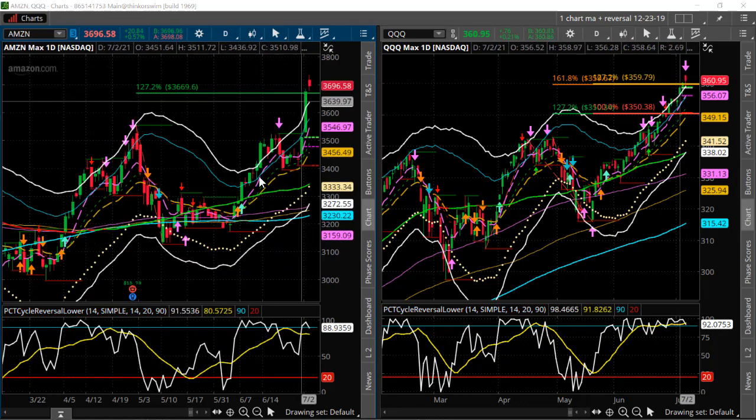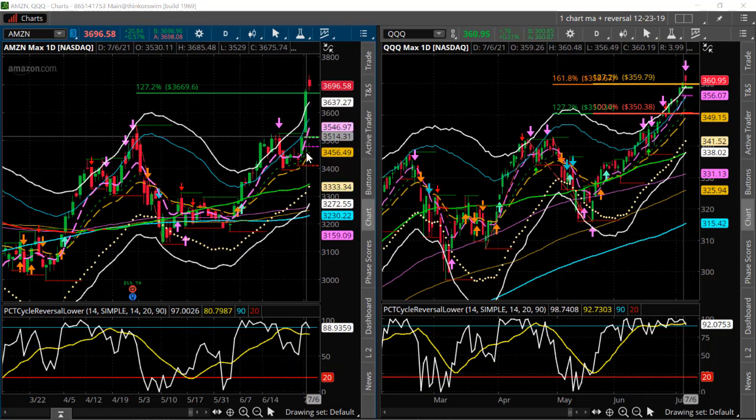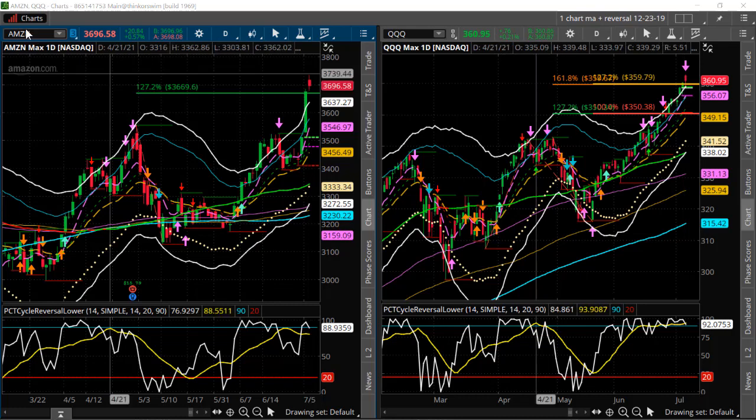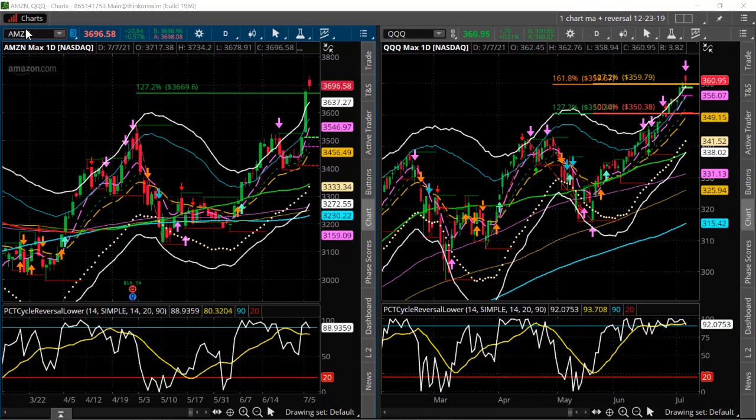Let's look at a few others. Here's Amazon, extended above the 3 ATR, very, very stretched from its moving average. Not quite as overbought, but super stretched here. Amazon makes up almost 11%.